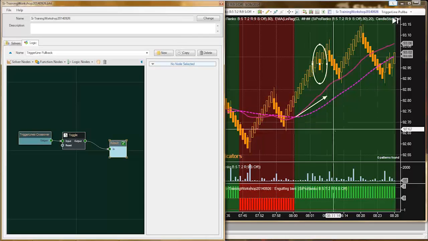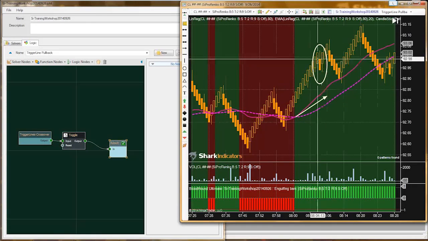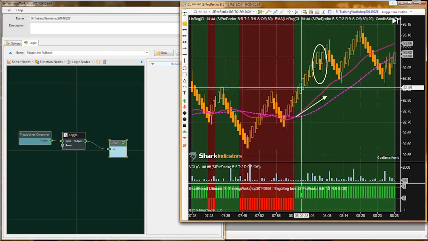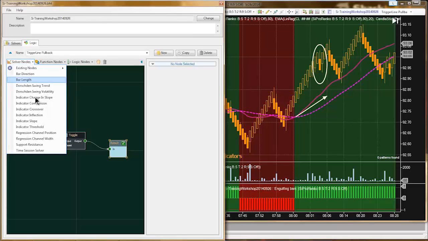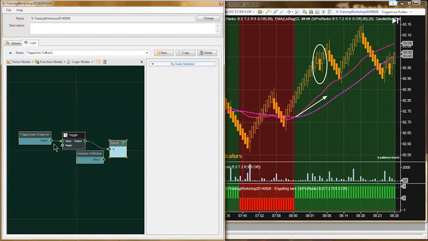All right, so let's build the condition for these pullbacks. And since this is using wrinkle bars, this is going to be really easy to do. We're just going to use the inflection solver.